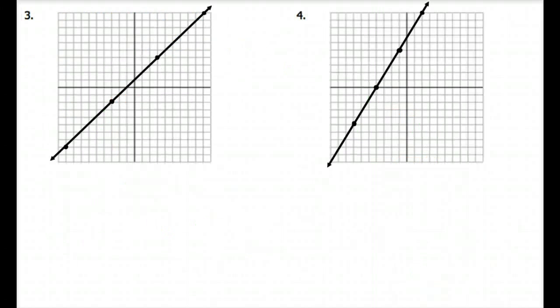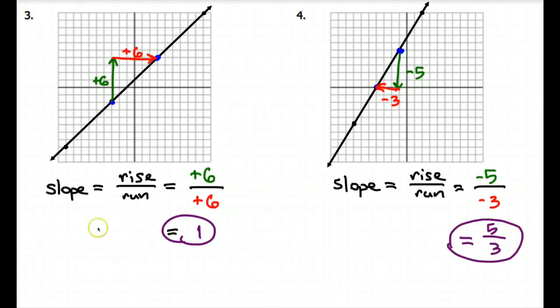Okay, moving on to 3 and 4. I want you to go ahead and, on your own, click pause, and try finding the slope of each of these lines, 3 and 4. Once you think you've found the slope by counting your spaces, click play to check your answers, please.